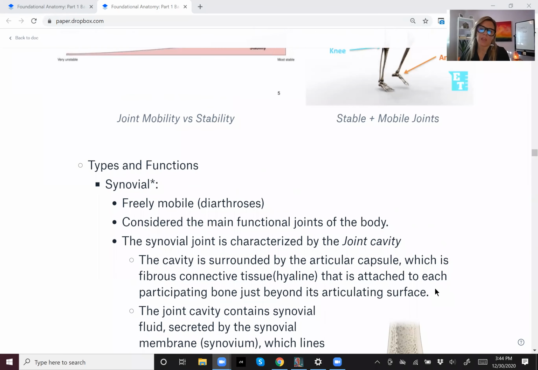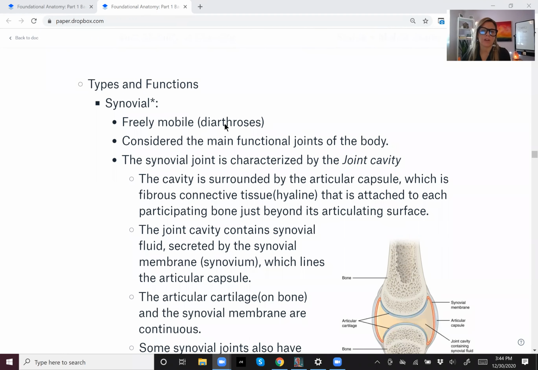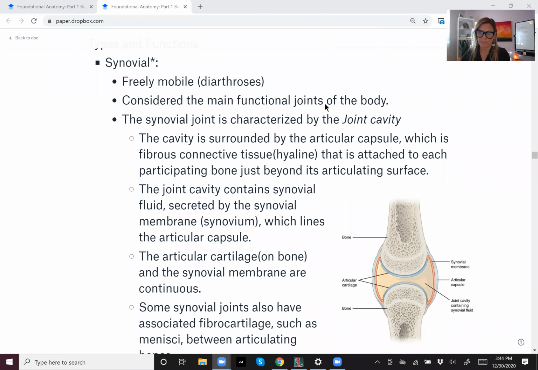So there are different types of joints. And the one that we're going to be most focused on is one called the synovial joint. I think that's the most important one for us to look at. So the synovial joint is something that we call a diarthrosis, or freely mobile. So there's a lot of ability for the joint to move and to move in different directions. And the synovial joint is considered the main functional joint of the body. And that's important because we have a lot of them.